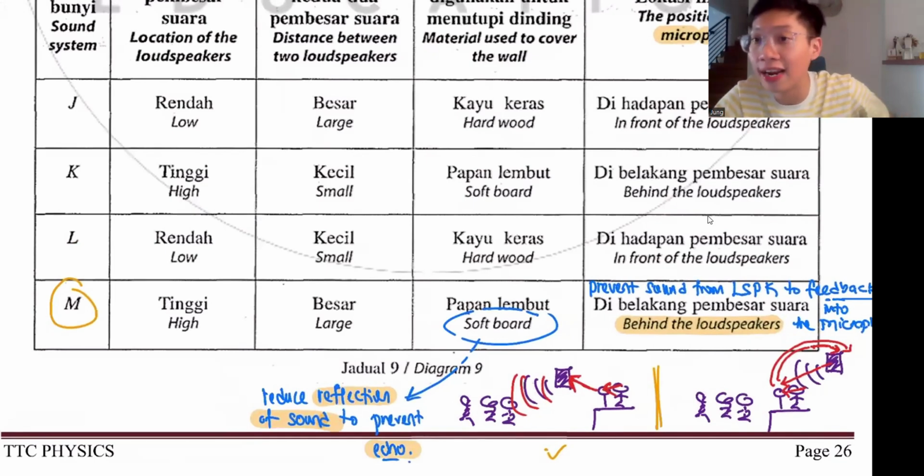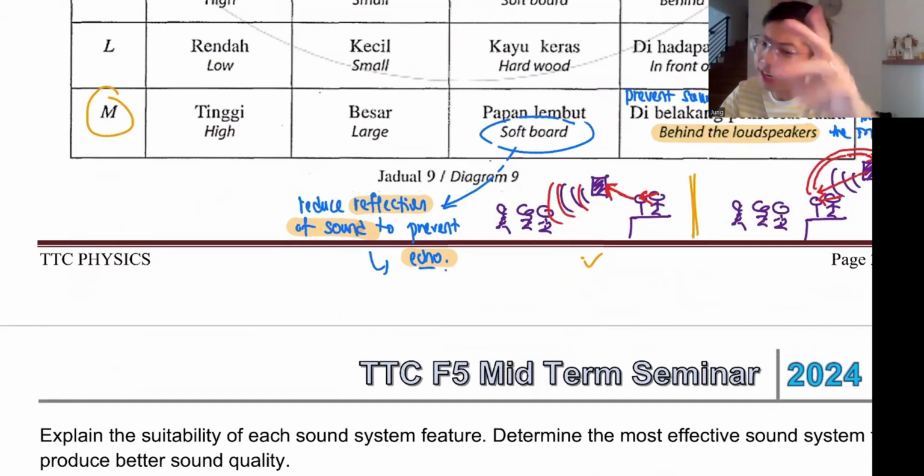Because if you say to prevent echo, what causes echo? Why will there be echo? Because there's reflection of sound to have echo. So this one is very important. You must say the physics term first. It's just like another thing I'm very angry about.